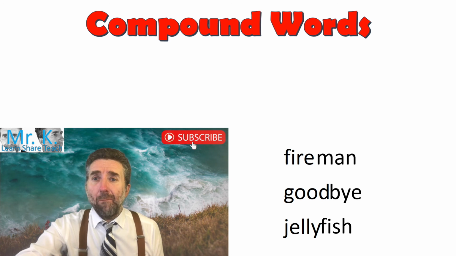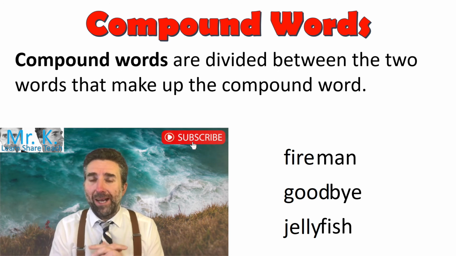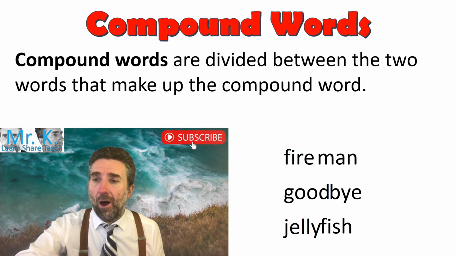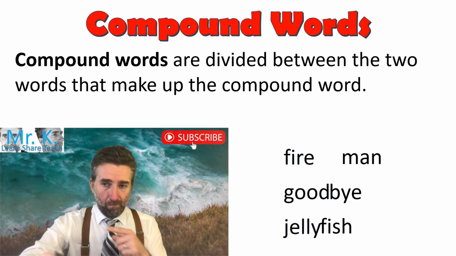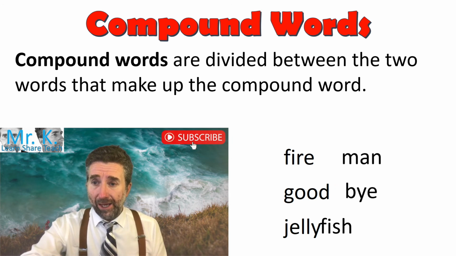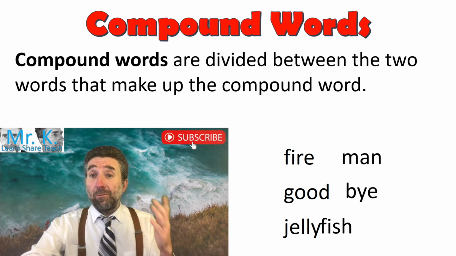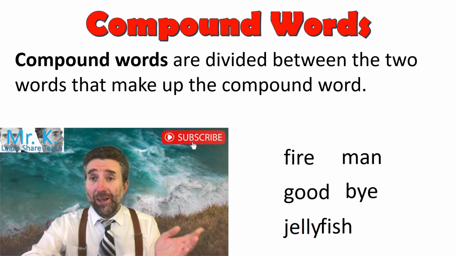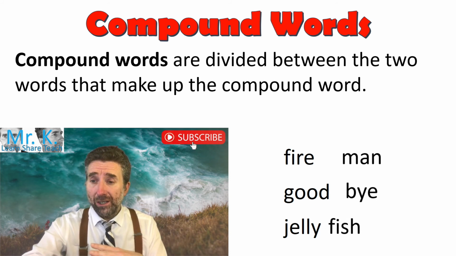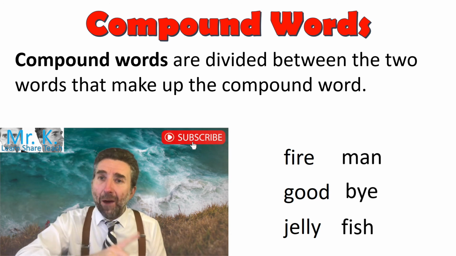Compound words. Now, compound words, we divide them between the two words that make up the compound word. So, for example, I've got fireman here. Fireman would be divided right between fire and man. Then goodbye would be divided between good and bye. And you're probably guessing the last one, jellyfish. It would be divided between jelly and fish. Cool, awesome, fantastic. So that was our last rule.